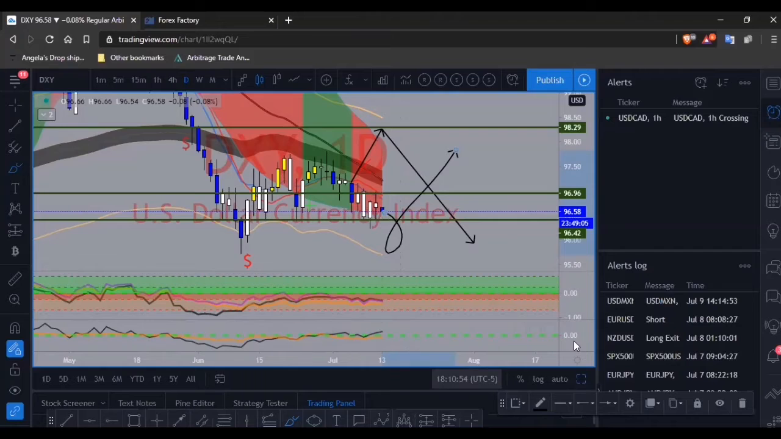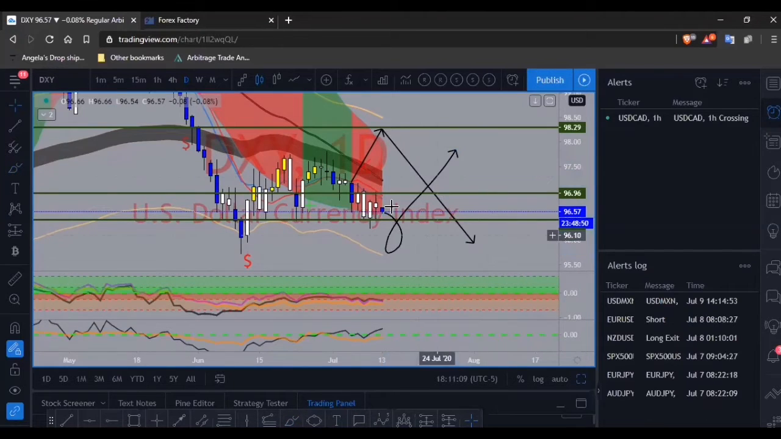The only thing that's keeping me optimistic about the buy is that the RSI line on the Level Pro has crossed the zero line right here. That's the only thing keeping me optimistic about the DXY going up. I think it's probably going to go bullish, but as of right now, I'm still a little iffy.